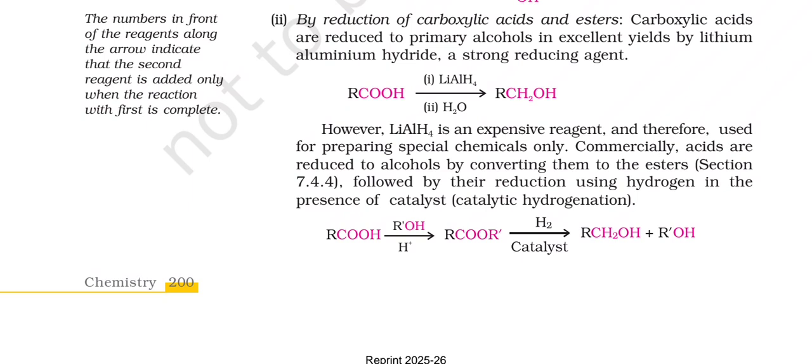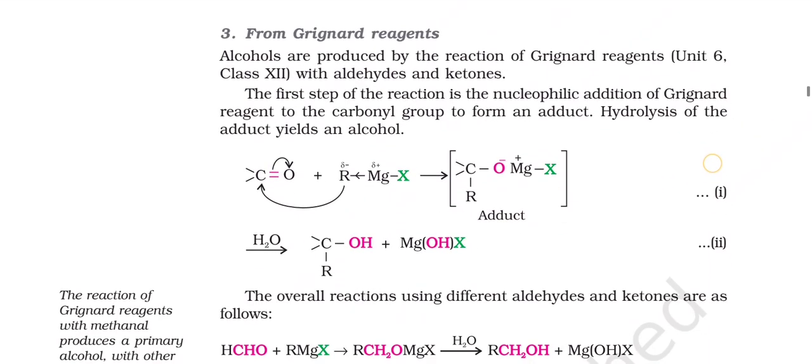By reduction of carboxylic acids and esters. Carboxylic acids are reduced to primary alcohols in excellent yields by lithium aluminium hydride, a strong reducing agent. However, LiAlH4 is an expensive reagent and therefore used for preparing special chemicals only. Commercially, acids are reduced to alcohols by converting them to esters, followed by their reduction using hydrogen in the presence of a catalyst.